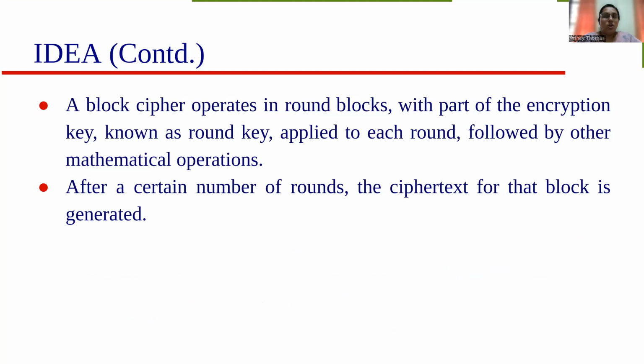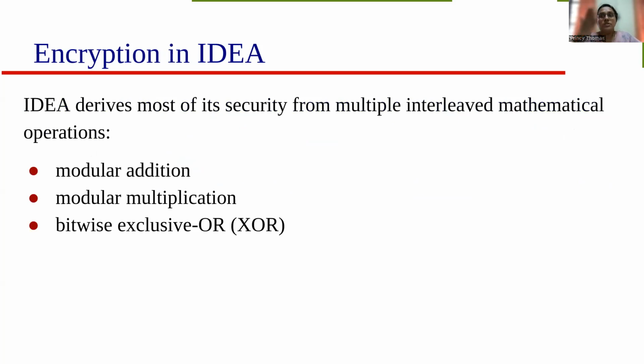A block cipher, we already know this. We know the Feistel structure. So we know that block ciphers normally operate in rounds, with part of the encryption key, known as the round key, applied to each round, followed by other mathematical operations. After a certain number of rounds, like in IDEA it is 8, in DES it was 16, the ciphertext for that block is generated. Here the ciphertext is generated by having another round called the half round, whereas in DES it was simply interchanging the left side and the right side of the cipher. Now what happens in each round is what we're going to look at.